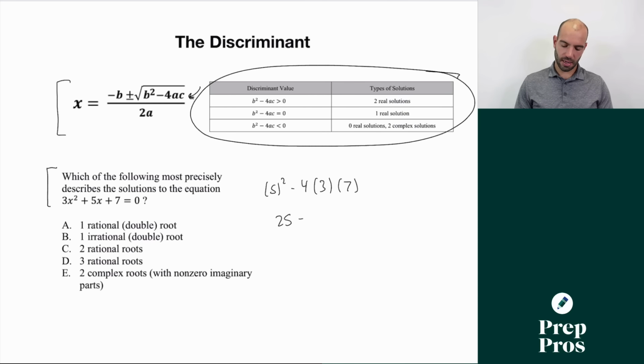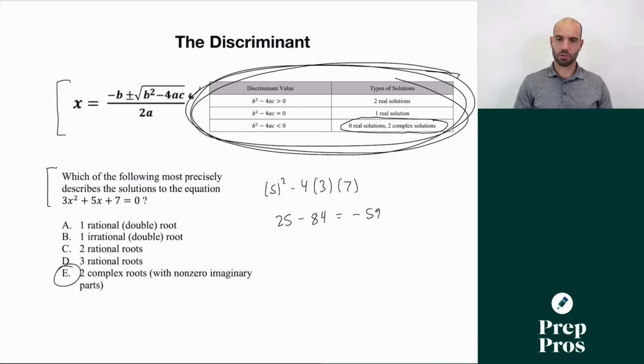Well, 5 squared is 25. 4 times 3 times 7 is going to be minus 84. If we do the math there, we get negative 59. Well, that means our value is negative, which means we're going to have 0 real solutions or 2 complex solutions. Solutions is just another word for roots, and our answer choice is here. So the correct answer is going to be E. Again, this question might seem impossibly difficult until we know exactly how to solve it with this little equation we have here. So make sure you memorize the discriminant rules.